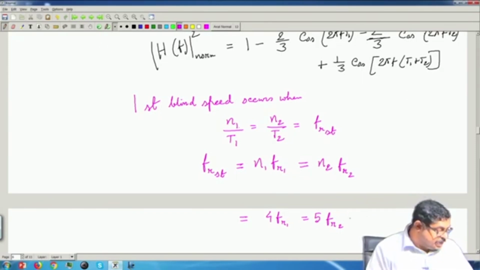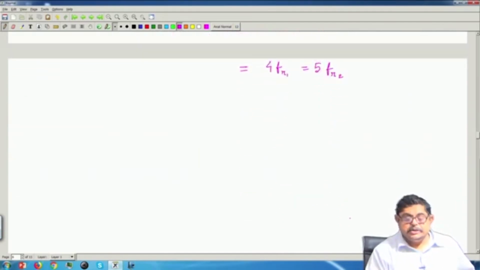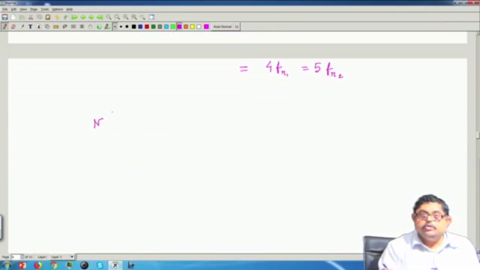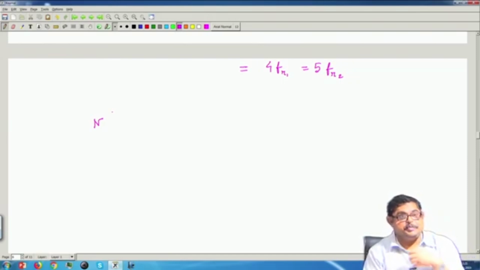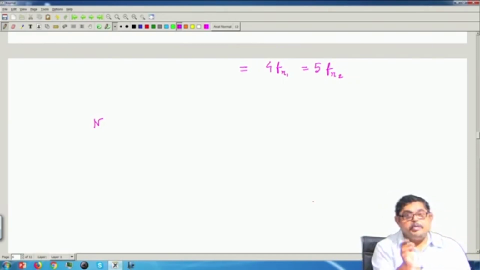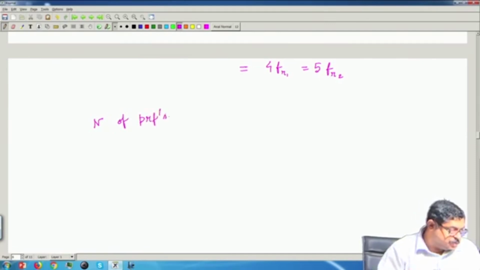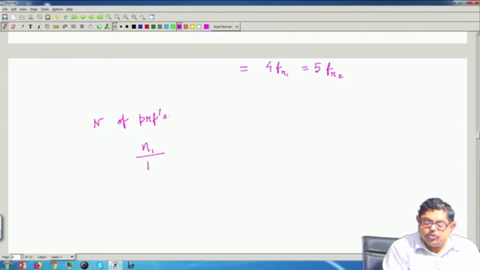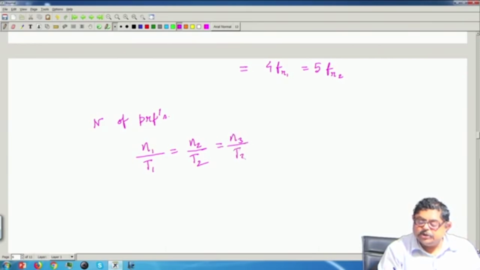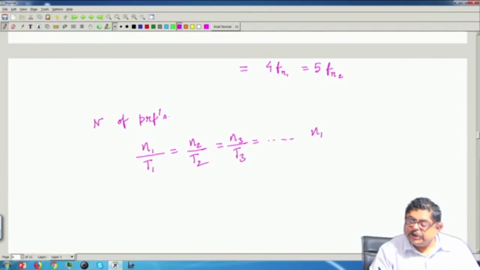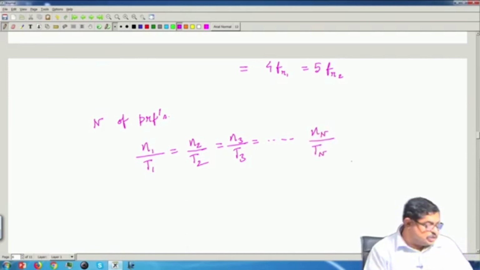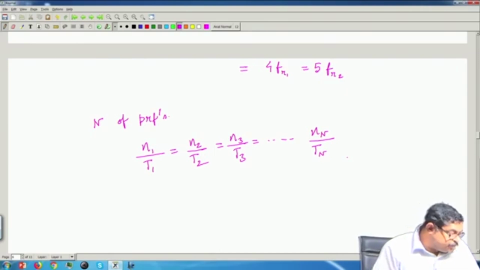But in general, what is the general thing for this? Here we have assumed in the previous example only 2 PRFs we are multiplexing. Now, in many cases you need to multiplex more to push it further. So, let us say that there are capital N number of PRFs. We know the equation will be N1 by T1 is equal to N2 by T2 is equal to N3 by T3 is equal to Nn by Tn. So, this relation will hold, and we can find what is the first blind speed.